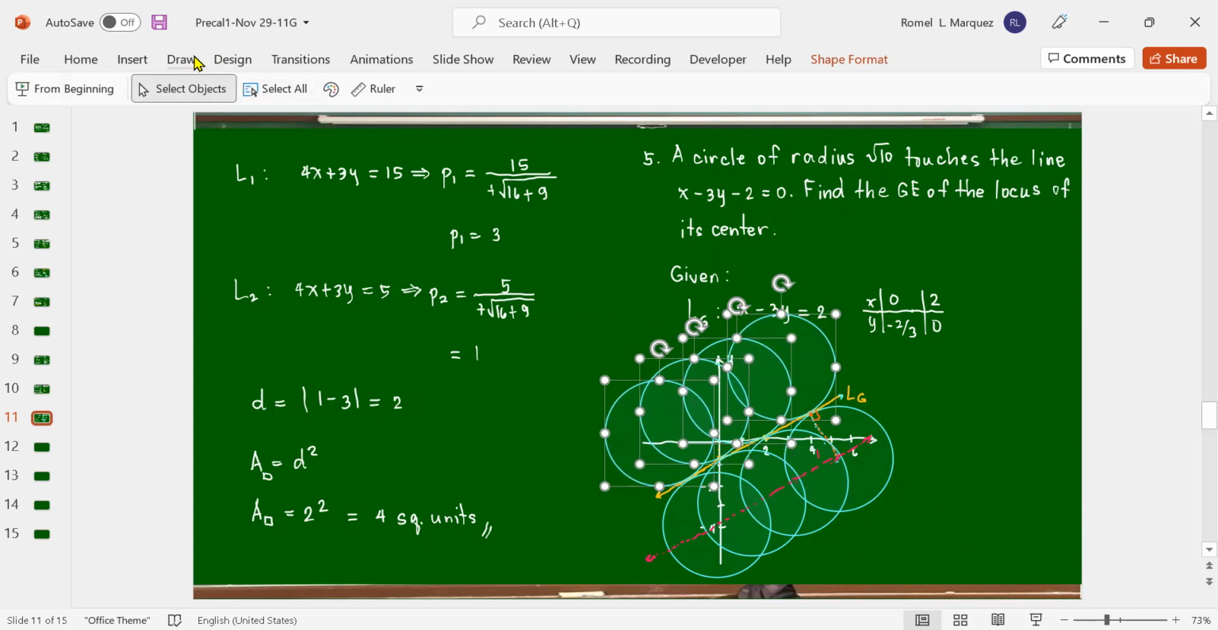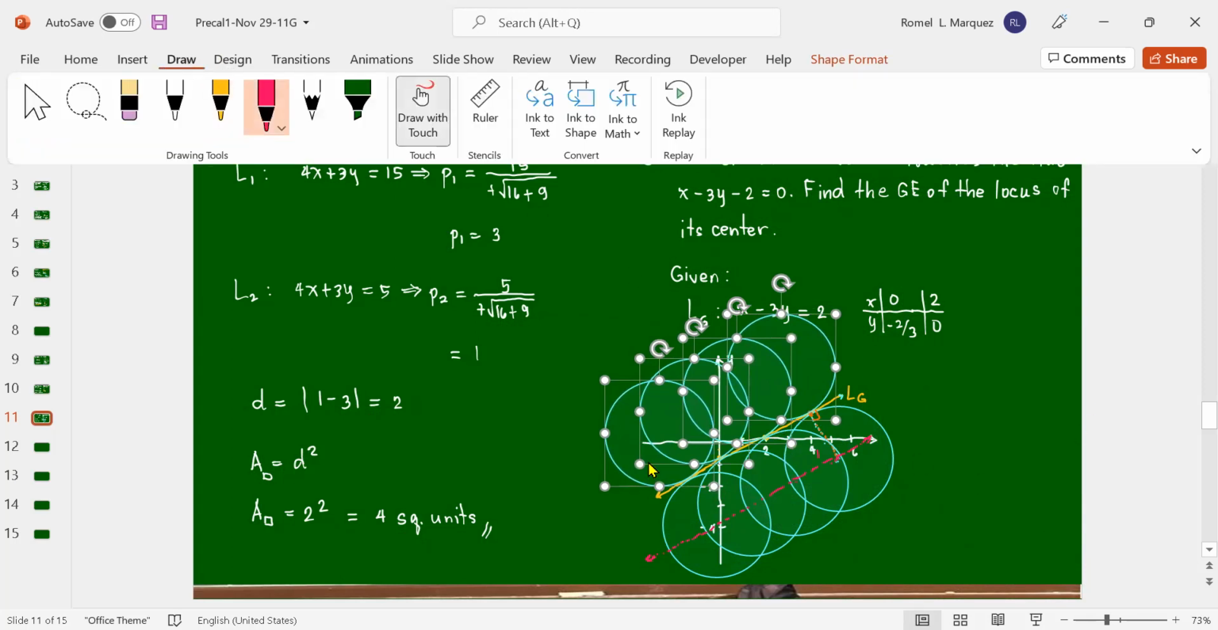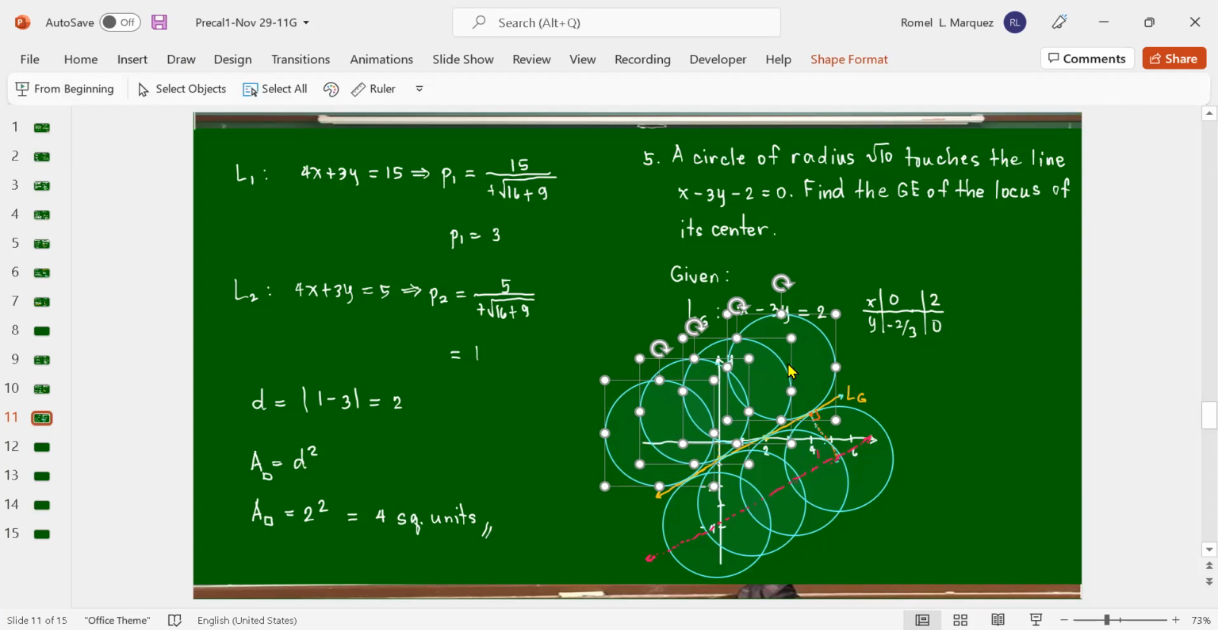So if I draw the path of the centers, let's say this is the center. It's parallel to the yellow, no? And also, of course, parallel to the first path, the one that is below. Okay, guys?